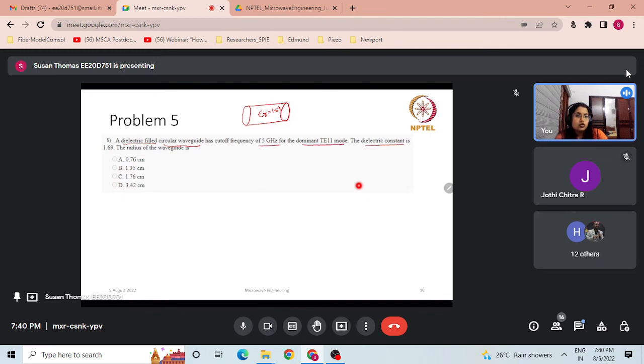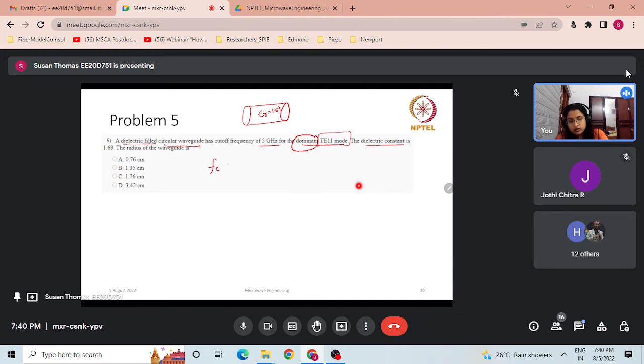If you have noticed, in rectangular waveguide, we used to say the dominant mode is TE10. Whereas in circular waveguides, TE11 mode is the dominant mode. So I hope you remember what is dominant mode. It is the mode with the least cutoff frequency. So let us see how we evaluate this.